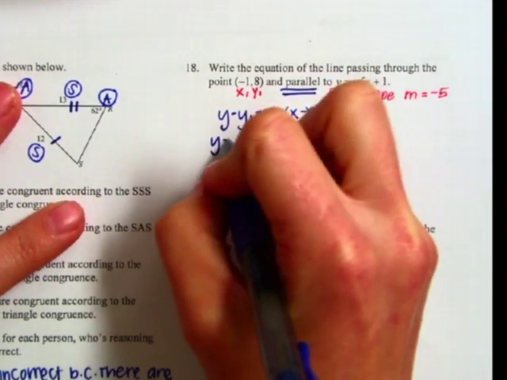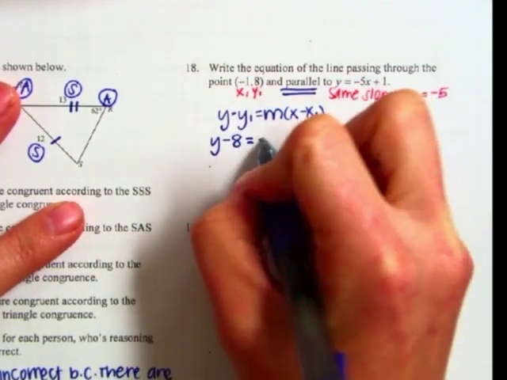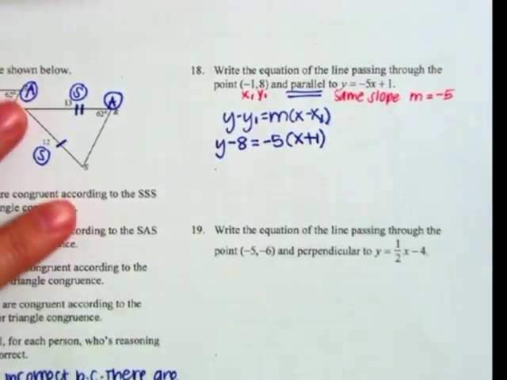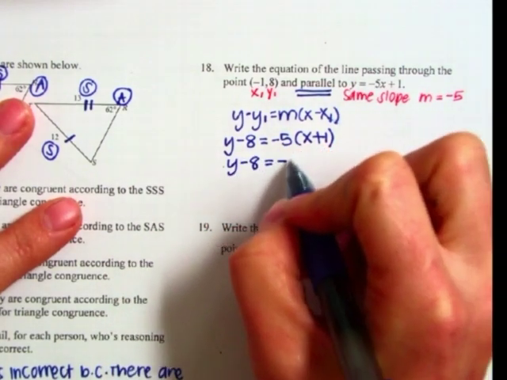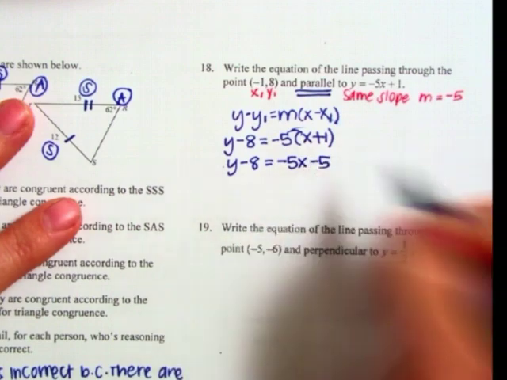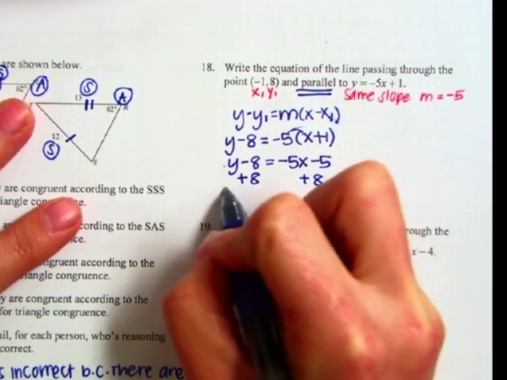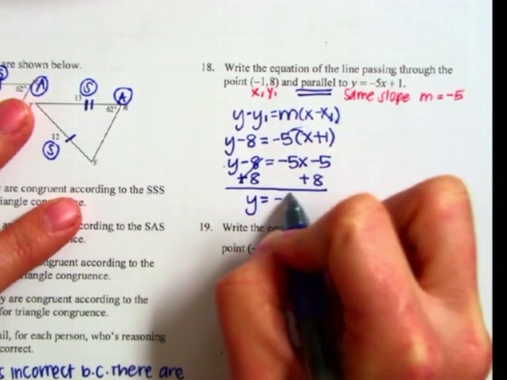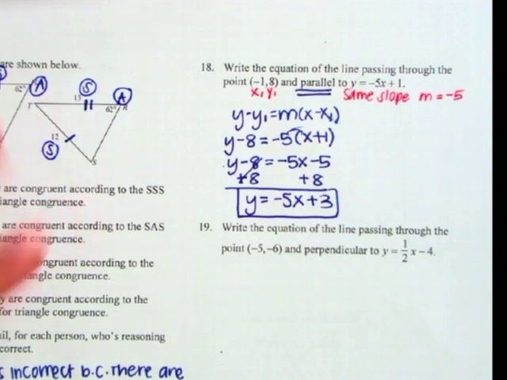So we have y minus 8 when we plug in y1, equal to my slope of negative 5, and then x plus 1. And we want slope-intercept form. So distribute here, and then isolate y by moving over that 8. So y equals negative 5x plus 3. That's some more review from Unit 3.